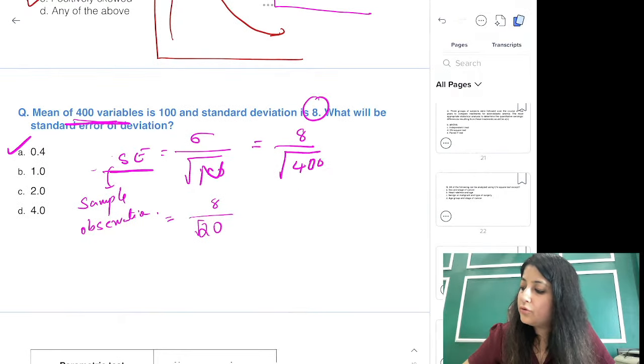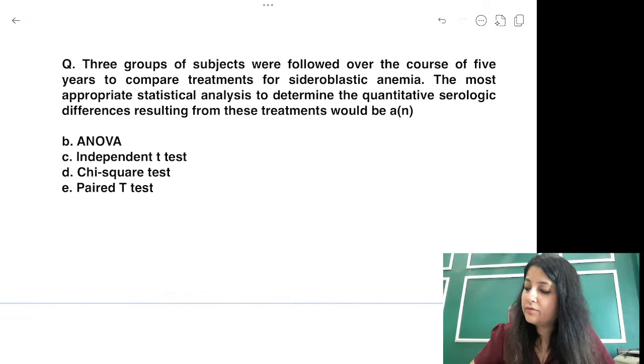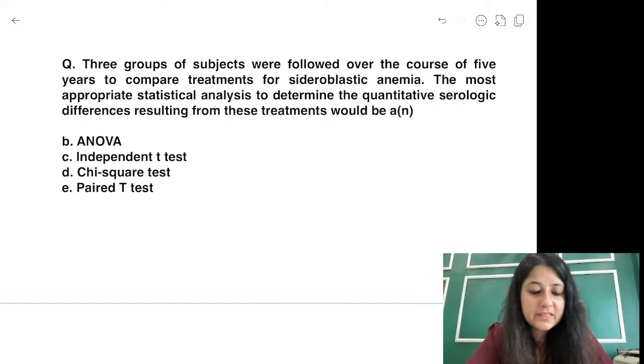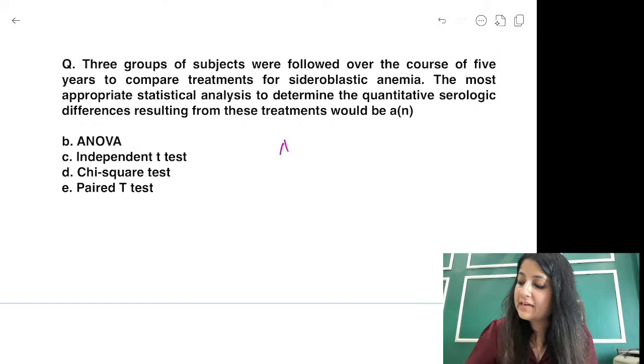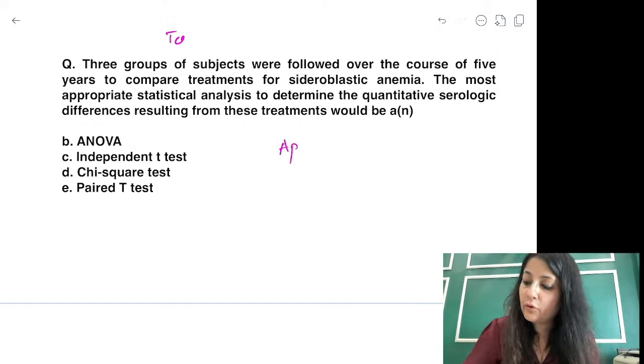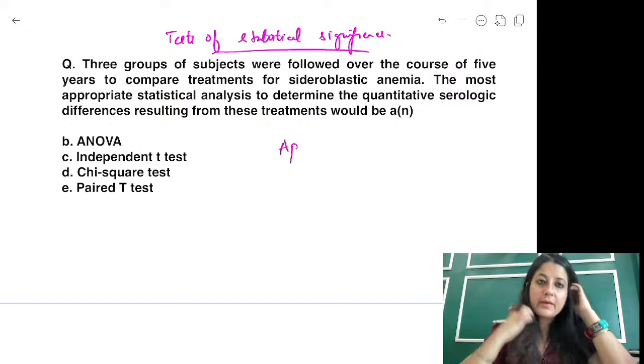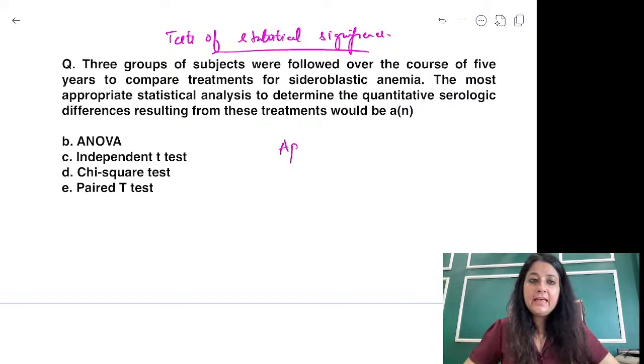Now we go to another topic, which is test of statistical significance. Parametric, non-parametric. Highly expected this time in NEETPG, also in FMG exams. Okay? So tell me the answer to this. I will revise an approach with you. We are now on the topic of tests of statistical significance. Parametric, non-parametric. Think and answer.